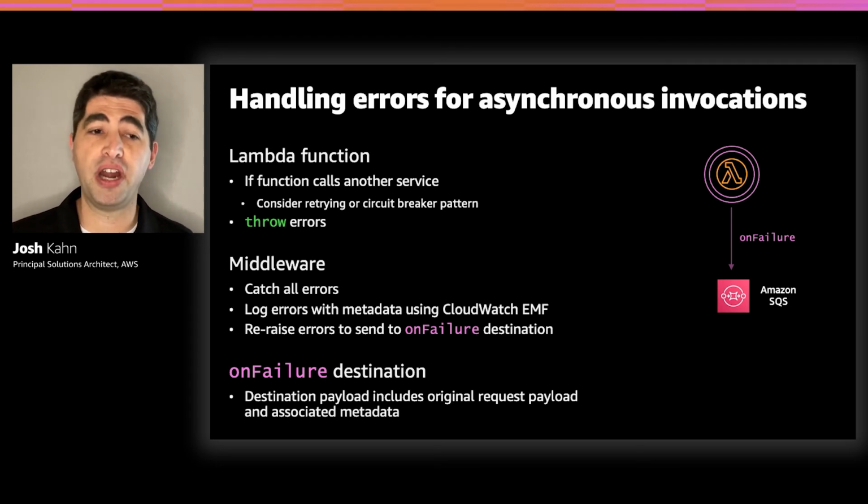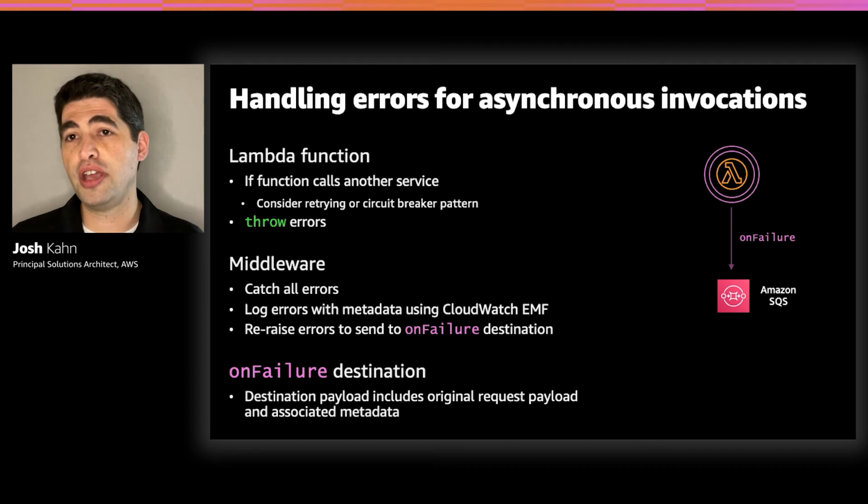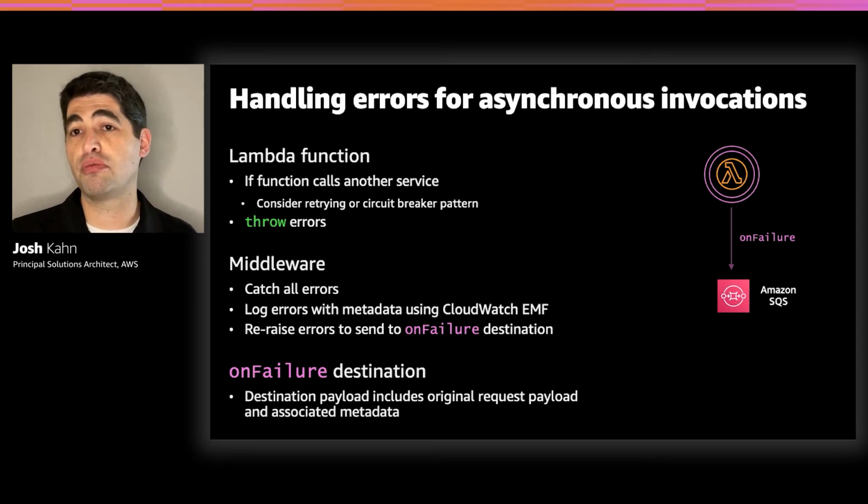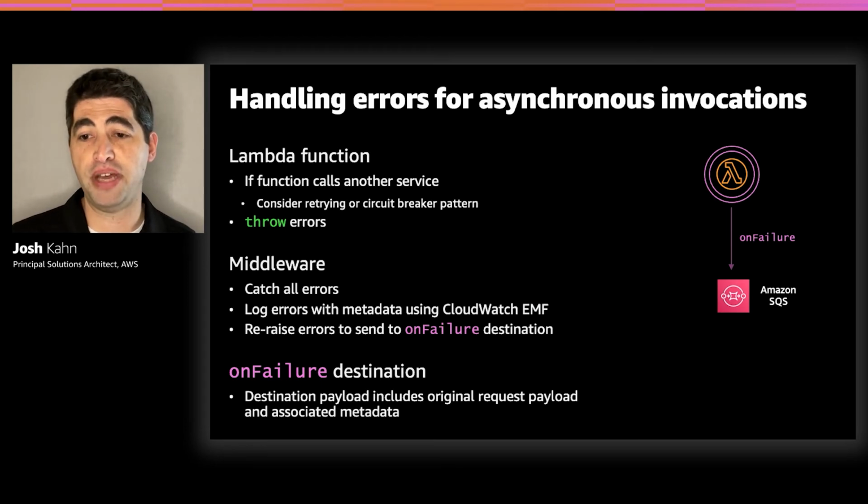In the middleware, we want to catch all the errors again, log the errors again to CloudWatch using EMF, and then re-raise the error so that the function fails. And by re-raising, after you've reached the maximum number of retries, that event will be published to your on-failure destination, again, with the original event data and some additional metadata.